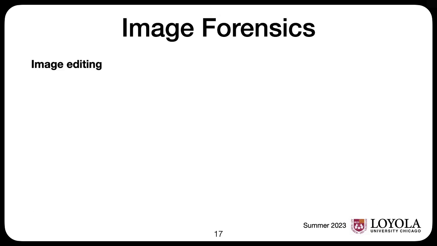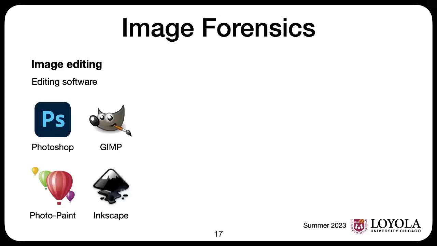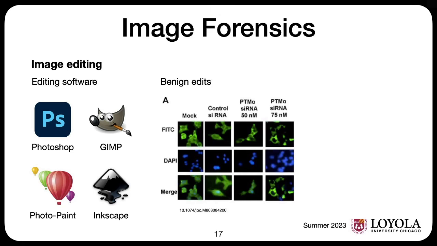So yeah, we are in the era of digital imaging, right? And we have editing software, so everybody knows and knows how to use it. It's becoming easier and easier to use these tools. I'm talking about Photoshop, GIMP, Photo Paint, Inkscape, you name it. And some edits are fine, they are not problematic. So here's an example of an edit that's acceptable. We have here 2 points of view of the same experiment, 2 different spectrums.